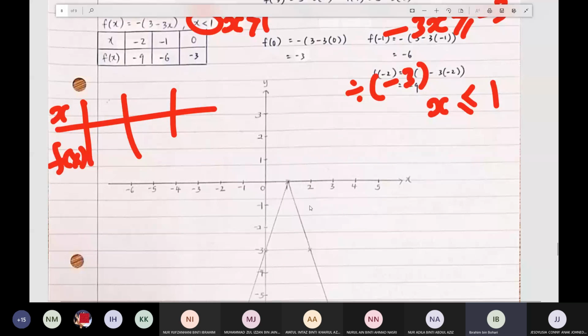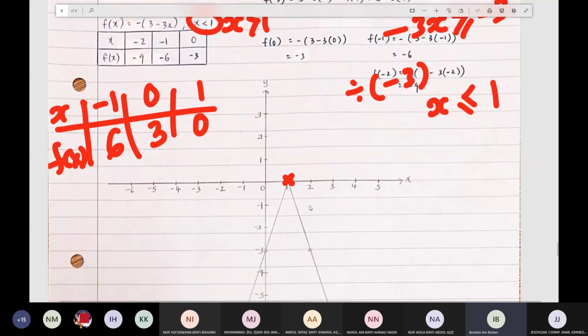Okay, greater than, less than or equals to 1. Okay, less than or equals to 1. First values here: 1, 0, and negative 1, and you substitute into the function. Here equal to 0, and here is a 3, and here equal to 6. So first value here at the 1, 0, start from here.